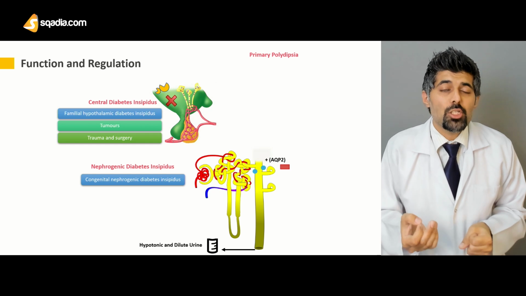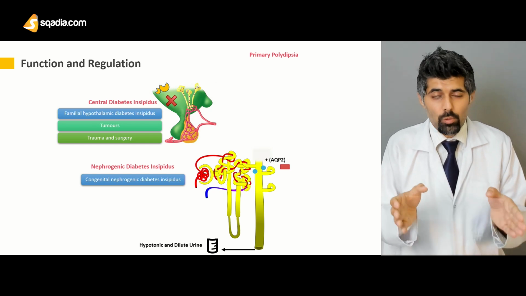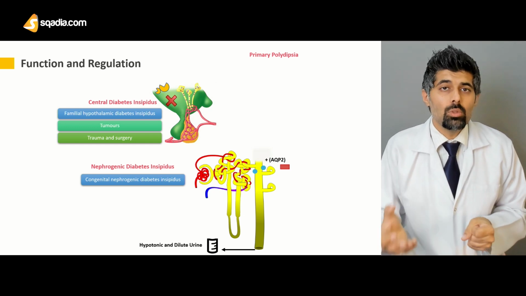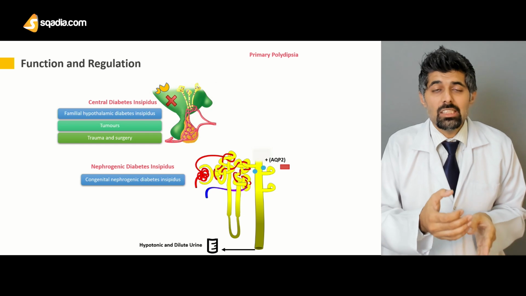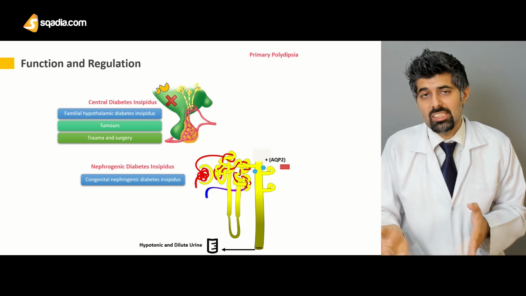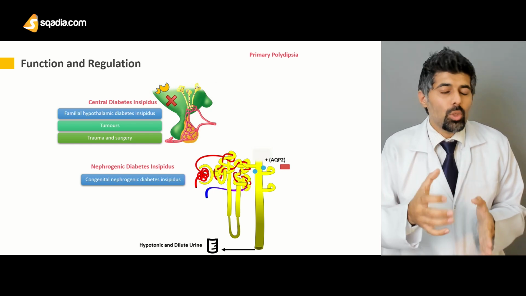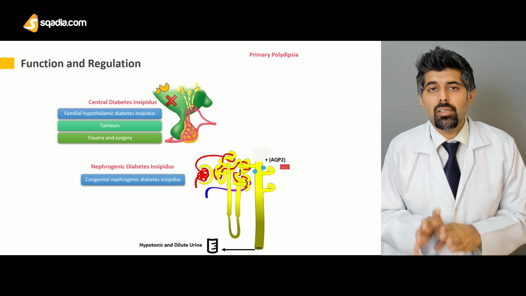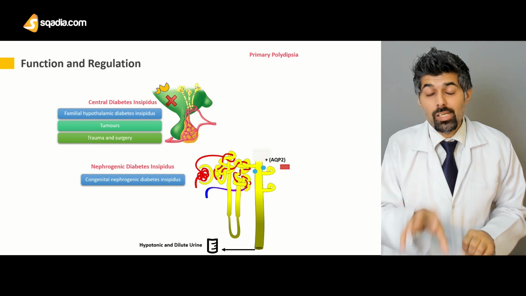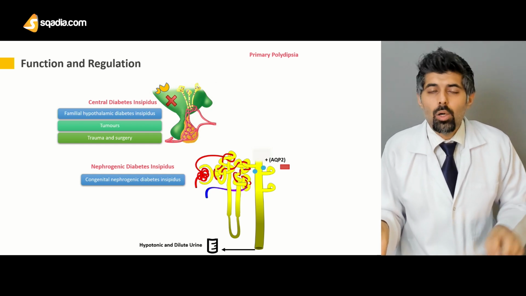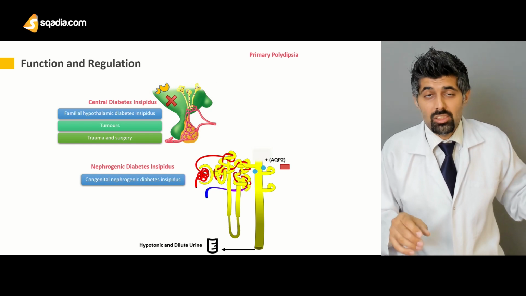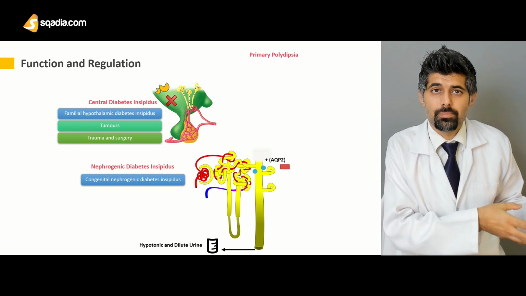It is a mutation in the genes which code for the aquaporin 2 water channels, or it can be due to a mutation in the genes which code for the vasopressin receptors, or the V2 receptors. The only thing that needs to be remembered here is that the mutation which causes a decreased amount of V2 receptors is X-linked, while the mutation in the aquaporin 2 genes is autosomal recessive.